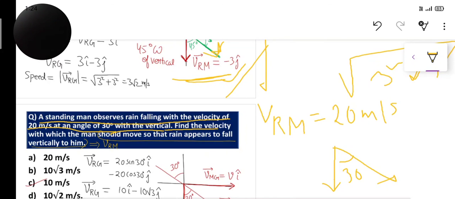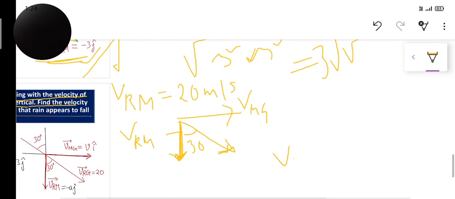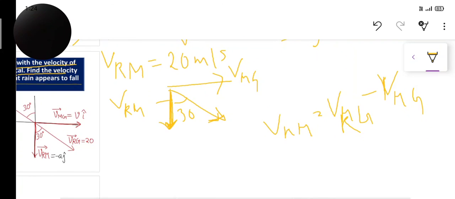Here it is something like opposite. So let this be the velocity of man and this be the velocity of rain with respect to ground, and this is the velocity of man with respect to ground. So the velocity of rain with respect to man is equal to the velocity of rain with respect to ground minus the velocity of man with respect to ground. We are given this one, therefore what we want is the velocity of man with respect to ground.